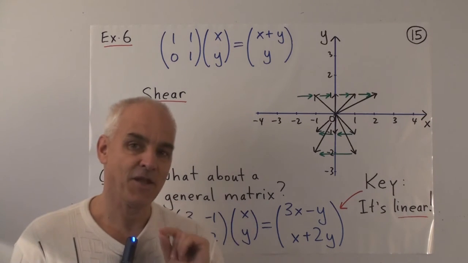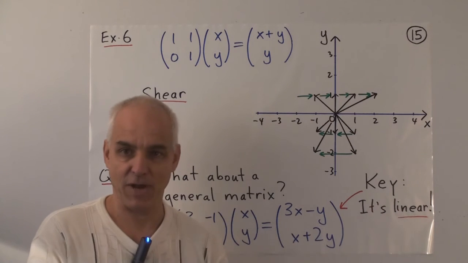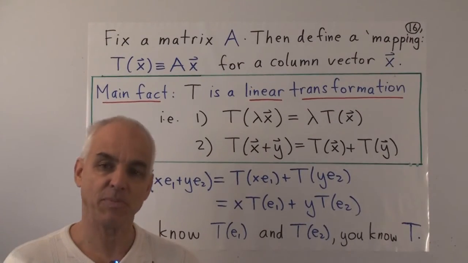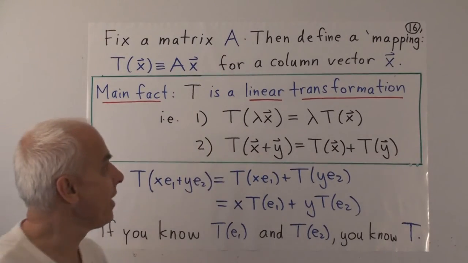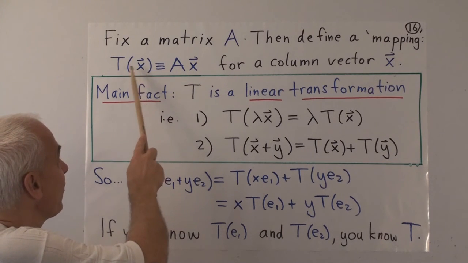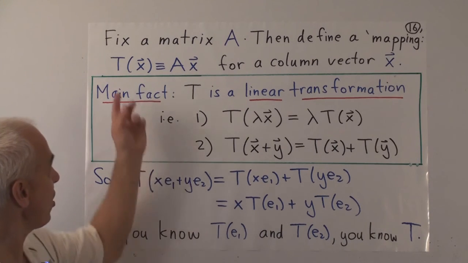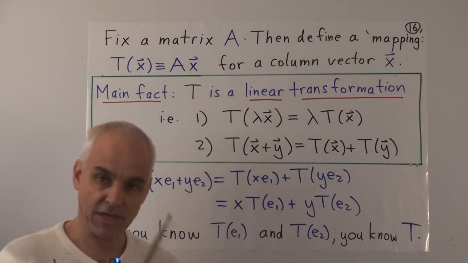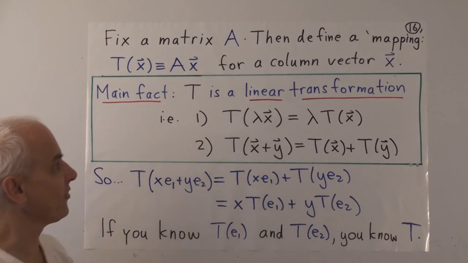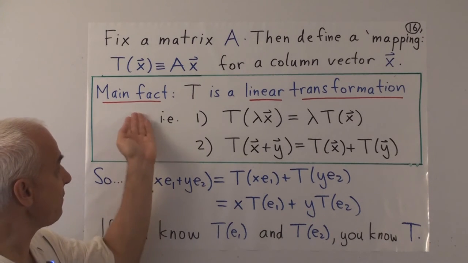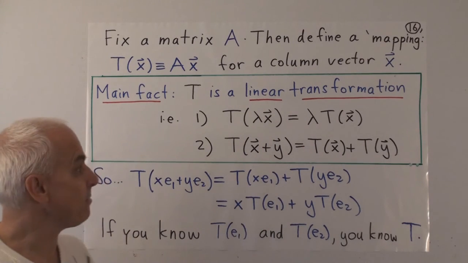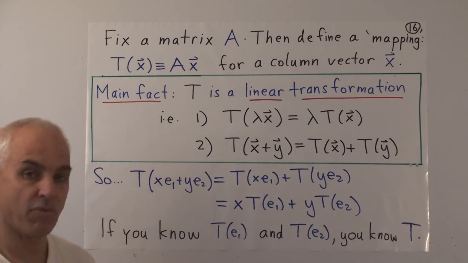Well, the key idea is this transformation is a linear transformation. What is a linear transformation? So suppose we fix a matrix A and we define the corresponding mapping or function that takes a vector x to A times x. And we call that mapping T. So we think of T as a function or map that inputs x and outputs A times x. Then the main fact about this kind of transformation is that it's a linear transformation. And that means that it has these two properties.